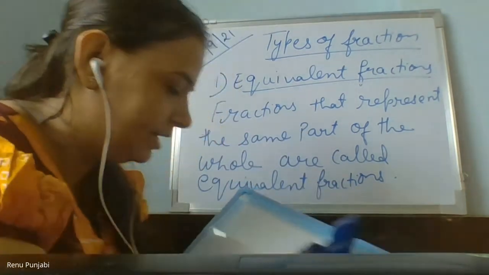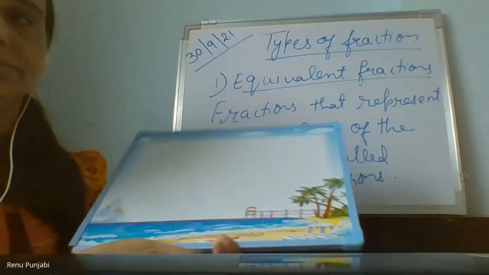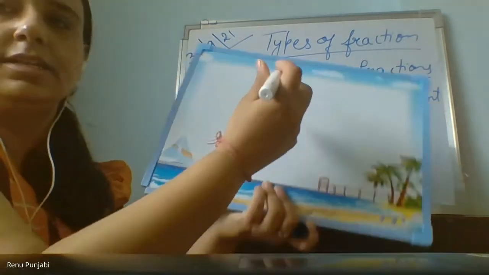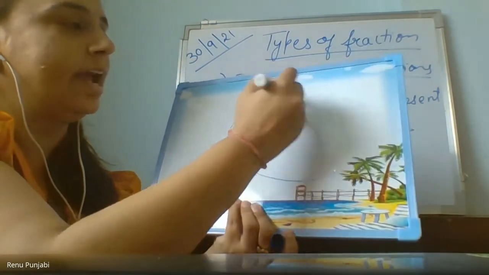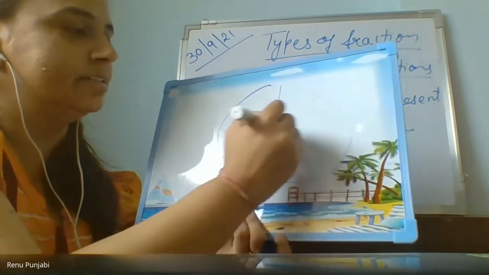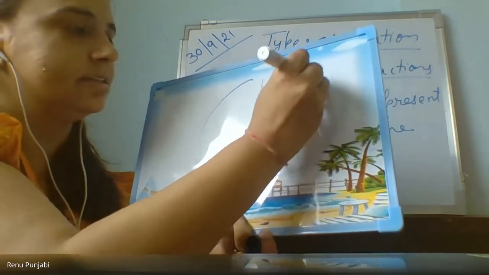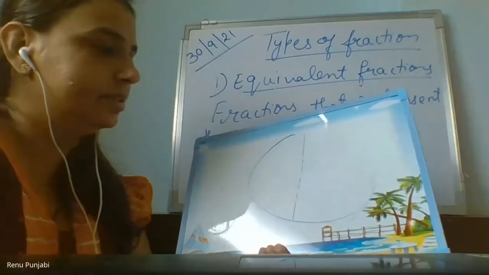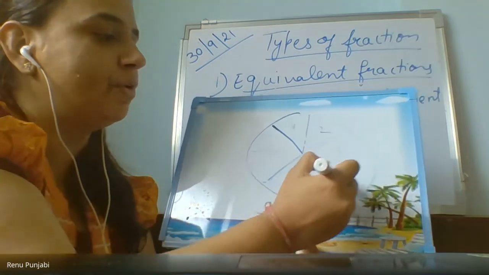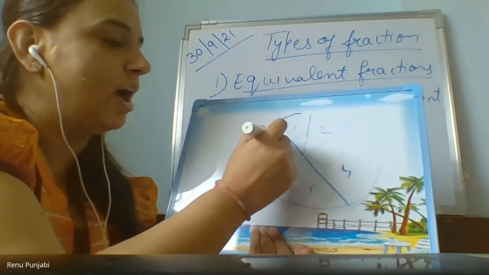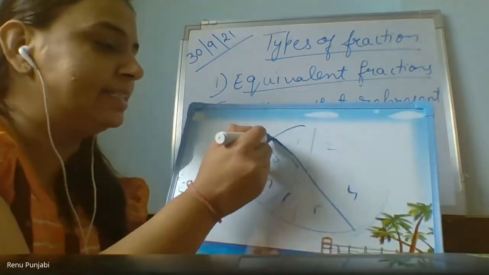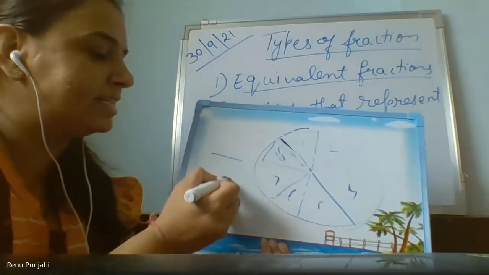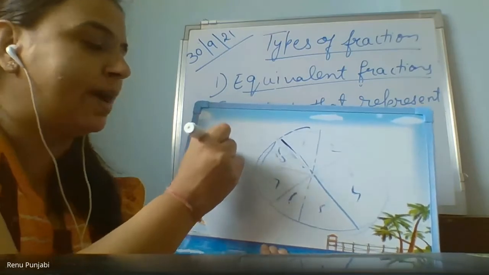Suppose I will make here. See, there is a whole pizza and I divided it into 8 equal parts. It is not working right now. So 1, 2, 3, 4, 5, 6, 7, 8. So is each part 1 upon 8? Yes or no? Yes. Each part is 1 upon 8, because the total is 8 parts.